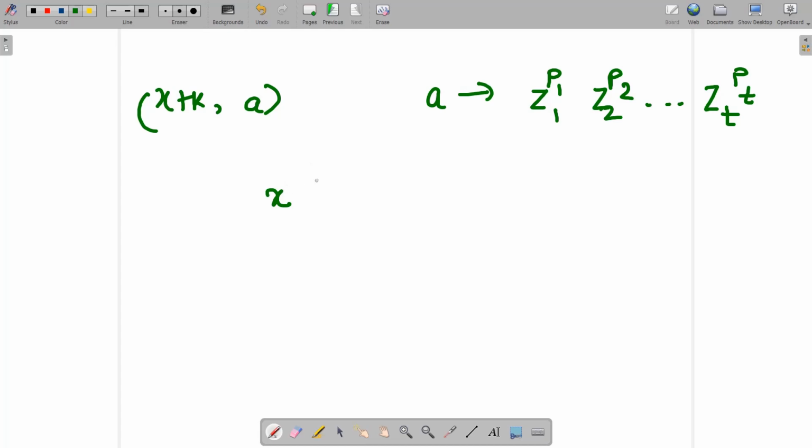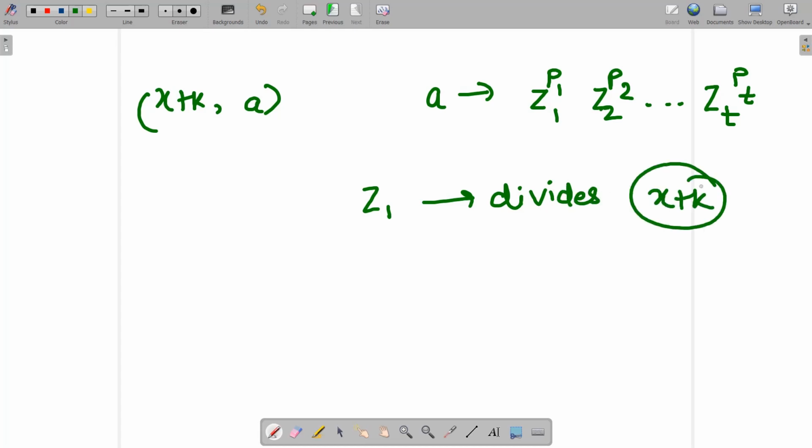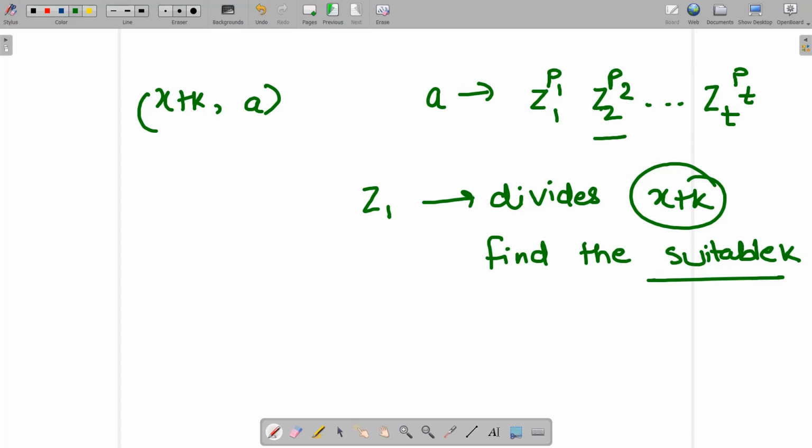the point at which z1 divides x plus k. Find the suitable k at which z1 divides x plus k. If you are able to find the value, then we can say the GCD will not be equal to 1. Similarly, we will do that for z2, and it goes on up to zt.